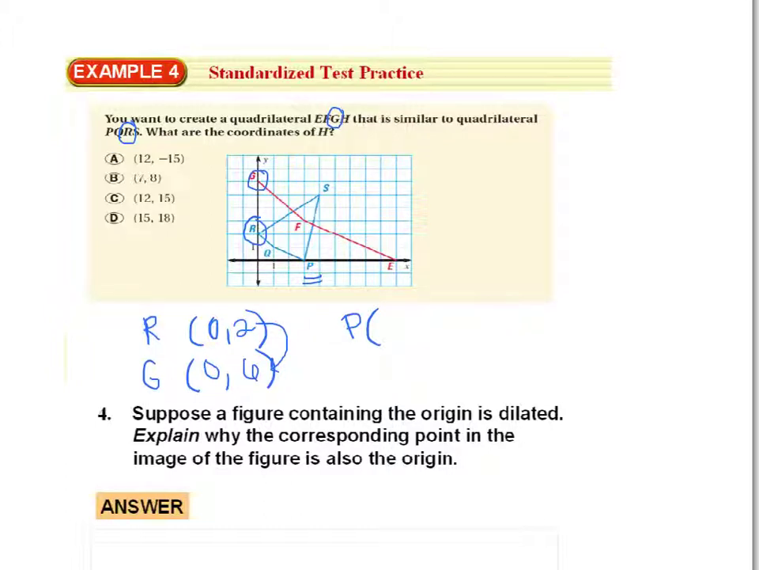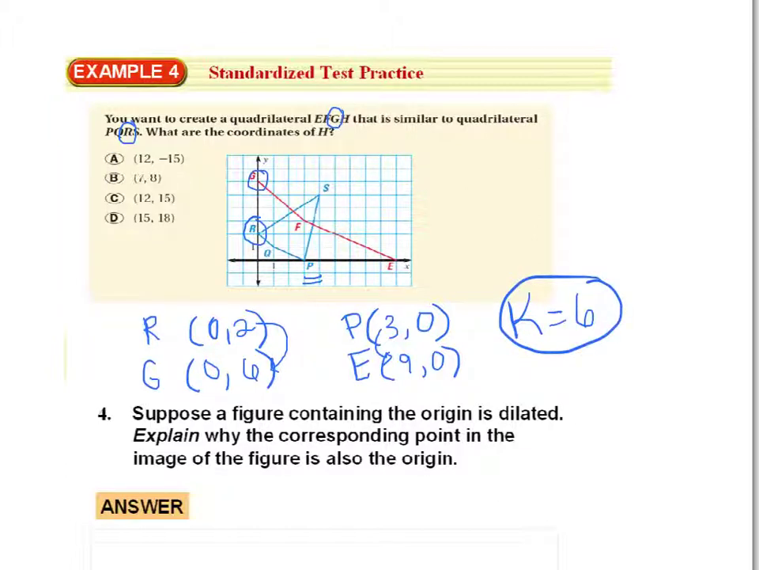So if I look here, P is 1, 3, 0, and if I look at E, I'm at 1, 2, 3, 4, 5, 6, 7, 8, 9, 0. Hey, look at that. 3 times 3 is 9, 2 times 3 is 6. So my K is 6. They don't ask me for my K, they ask me for the coordinates of H.